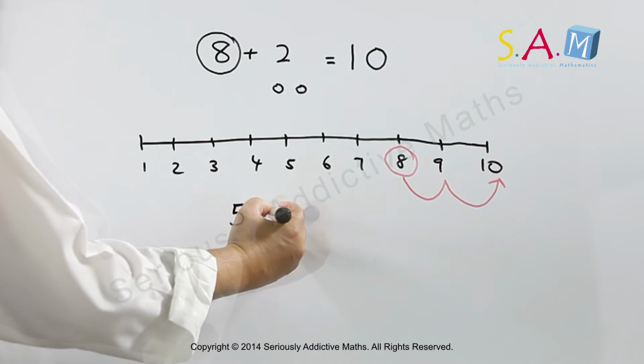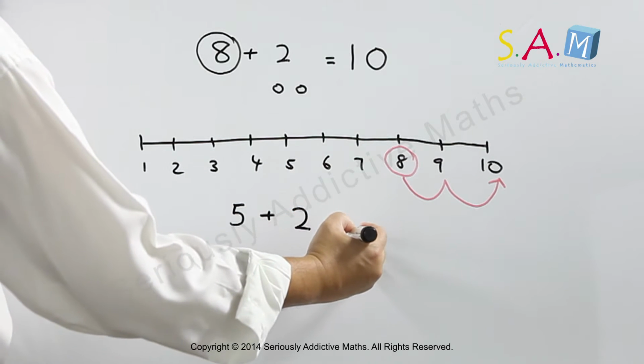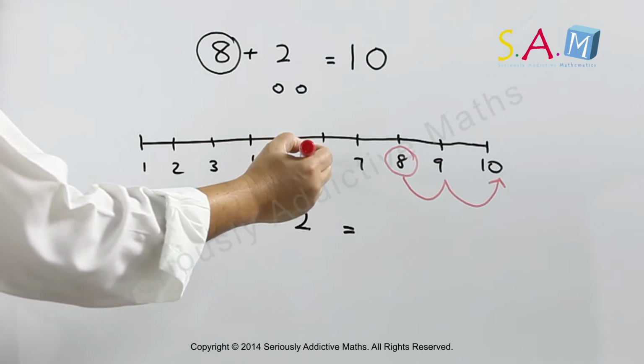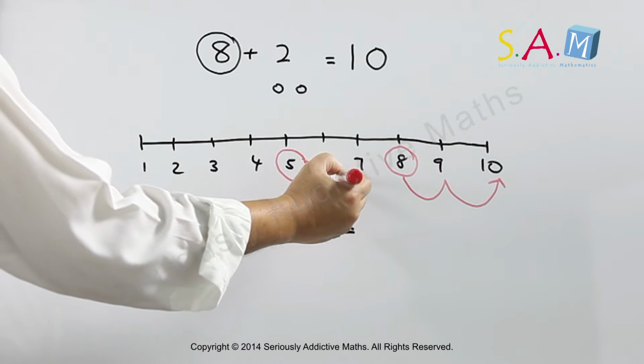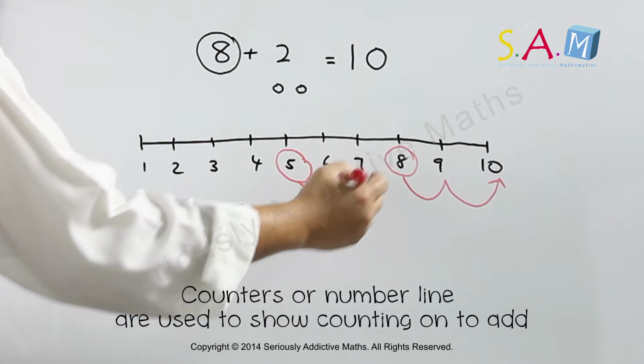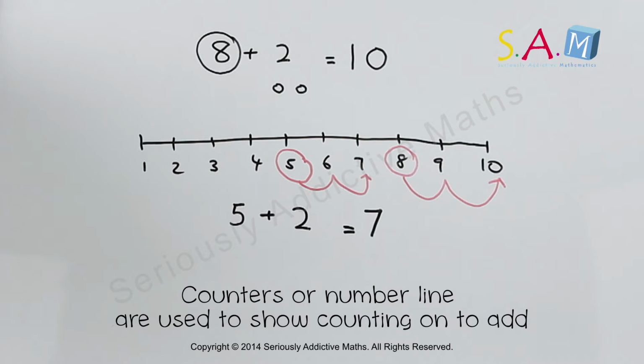5 plus 2 is equal to, let's see this. You have 5, you want to count on 2: 5, 6, 7. And the answer would be 7.